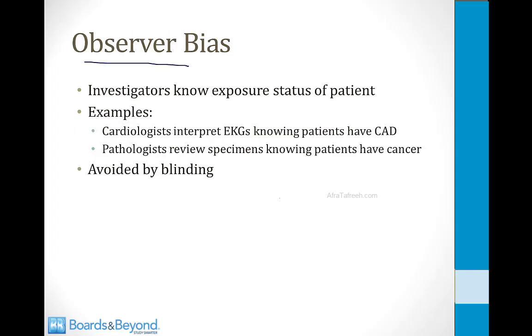Observer bias is when the observers, the investigators, know the exposure status of a patient. So for example, if cardiologists are asked to interpret EKGs and they know the patients have coronary artery disease, or if pathologists review specimens but they know the patients have cancer. You avoid observer bias by blinding. If you blind the investigators so they don't know whether the study subjects have been exposed or not, whether they have coronary disease or whether they have cancer, then you can avoid this type of bias.